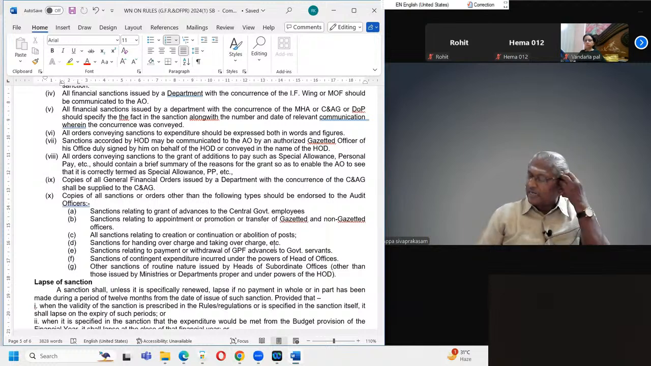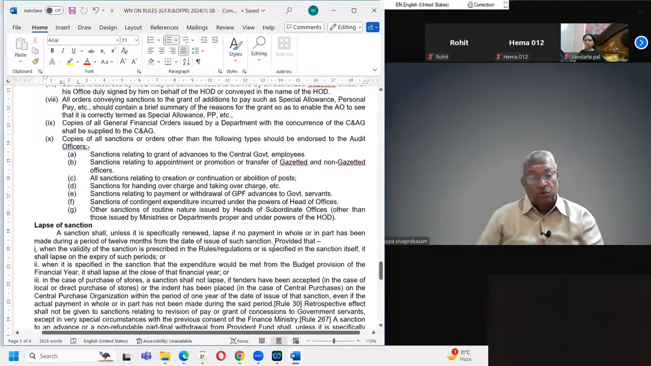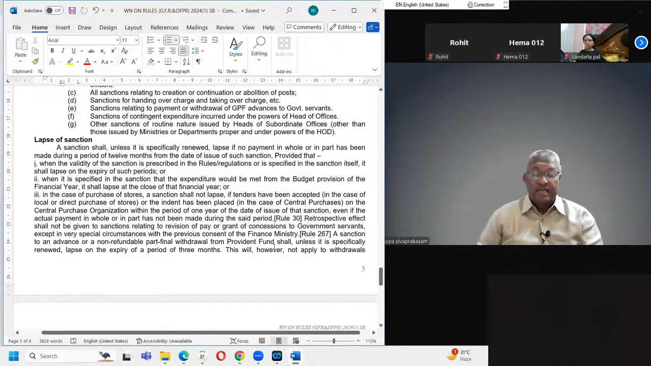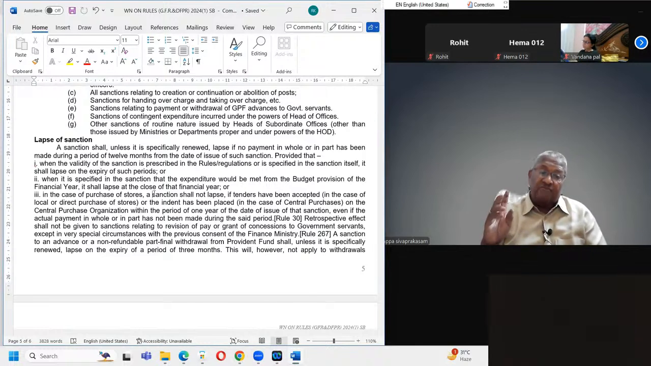लैप्स ऑफ सैंक्शन, सैंक्शन वैलिडिटी कब तक है, उसके बाद वो इनवैलिड हो जाएगा इफ पेमेंट इज नॉट मेड. A sanction shall, unless it is specifically renewed, lapse if no payment in whole or in part has been made during the period of 12 months from the date of issue of such a sanction. एक sanction order 1st January में issue होता है. So if it is to be met from financial year budget, budget grant for the year 24-25 ऐसा लिखने से this will expire before 31st of March next year.